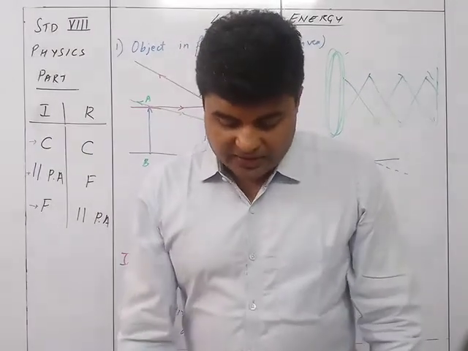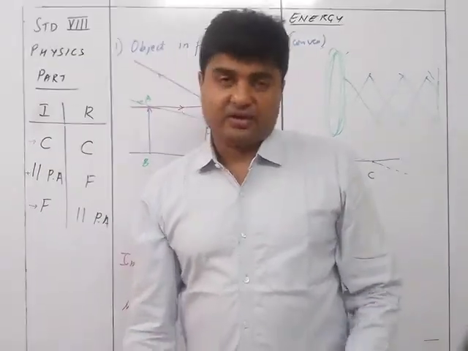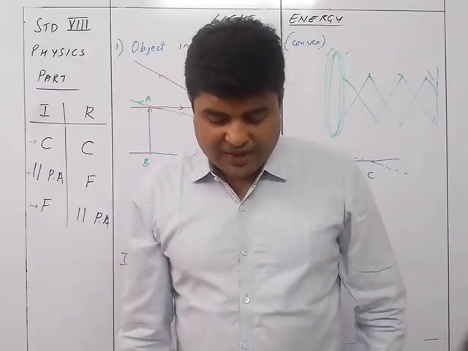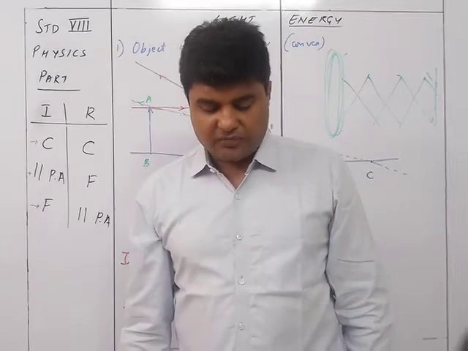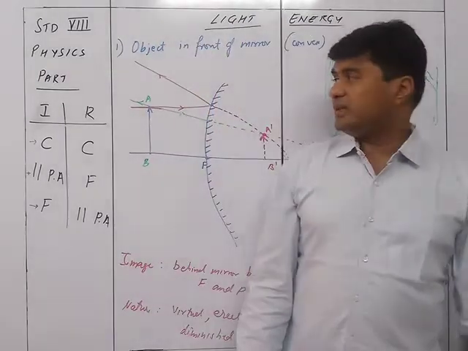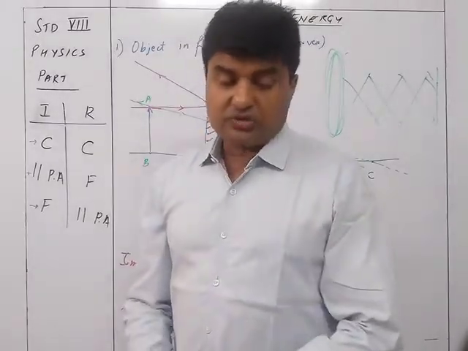Use of concave mirror is in floodlights as a reflector. So the next one is a floodlight as a reflector. In the floodlights, the source of light bulb is placed between the pole and the focus of the concave mirror so as to obtain a diverging beam of light. So these are the different uses of the concave mirror.